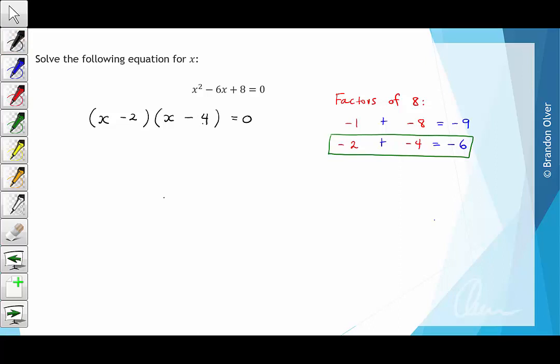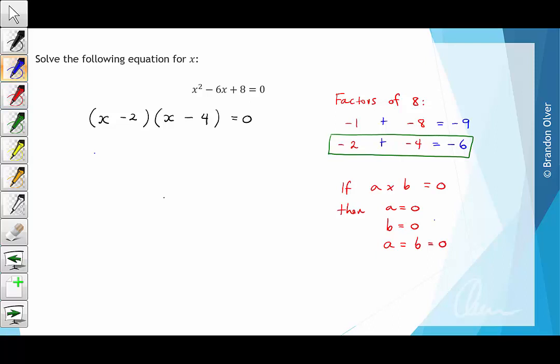If you check that using FOIL or the box method of expansion, you'd find that that is x squared minus 6x plus 8. And then we can use the null factor law to solve this quadratic. So the null factor law says that if a times b equals 0, then we can have a equal to 0, b equal to 0, or a and b both equaling 0.